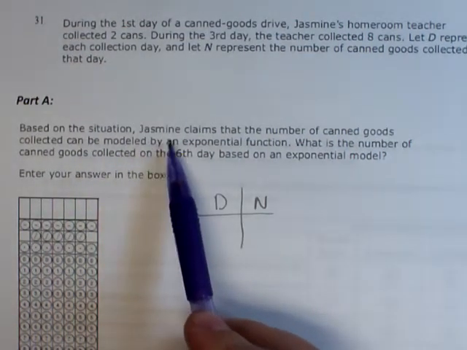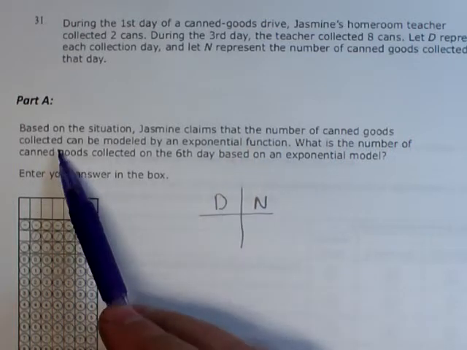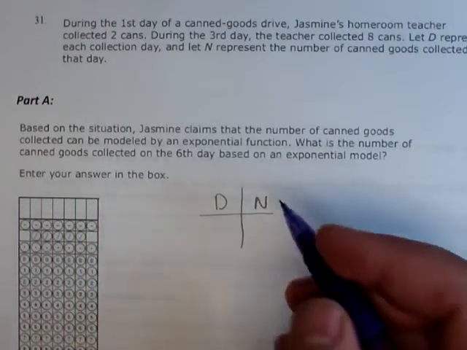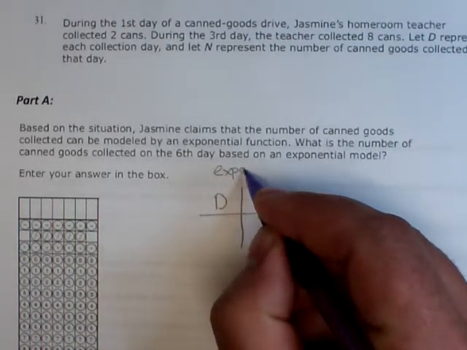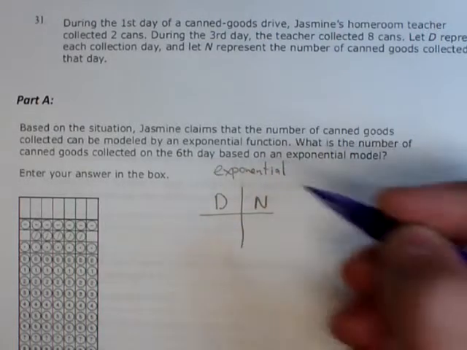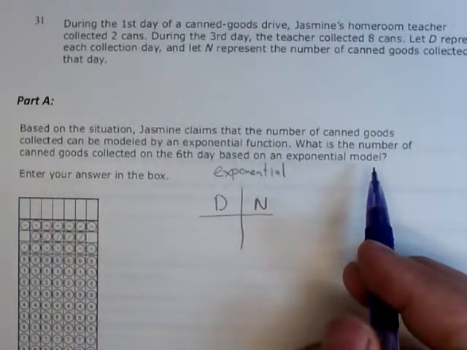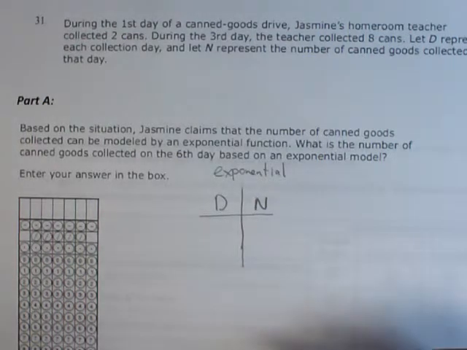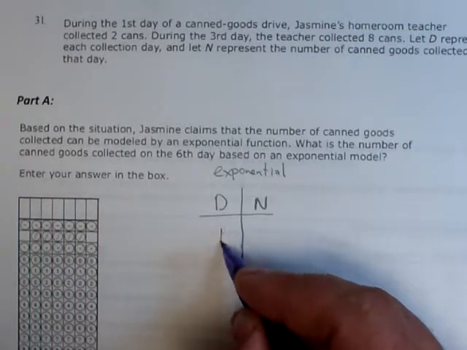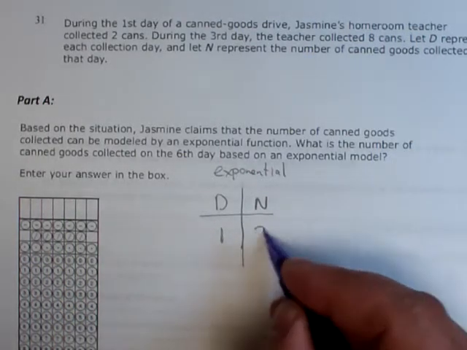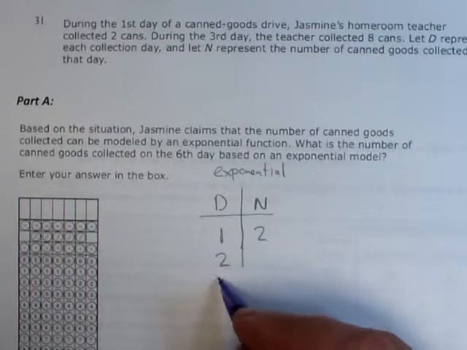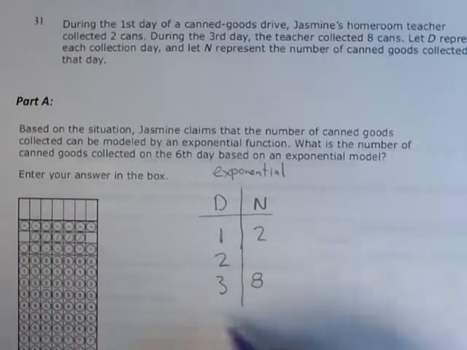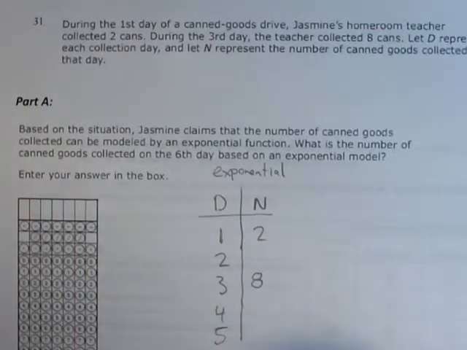Based on the situation, Jasmine claims that the number of canned goods collected can be modeled by an exponential function. So, exponential. What is the number of canned goods collected on the 6th day based on an exponential model? Okay, well I'm just going to carry out this table. So on day 1, 2 cans. Day 2, it doesn't say. Day 3, 8 cans. Day 4, we have to find out 5 and 6.